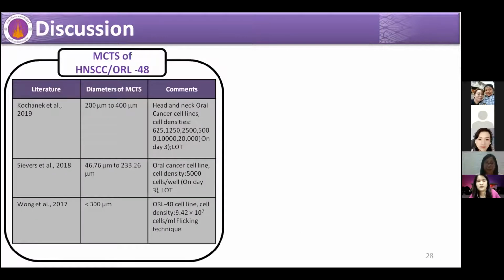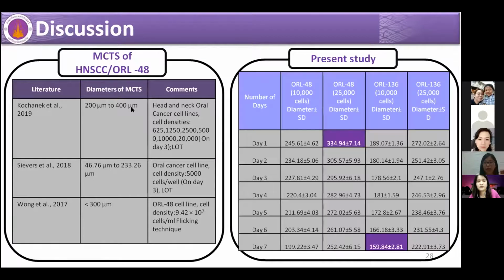And if you look at the size in literature, the smallest size is 46.76 micrometers and the maximum 400 micrometers. And it's comparable to our study, but it would depend upon the cell density, of course. The smallest is 159.84 and the largest being 334.94 micrometers.